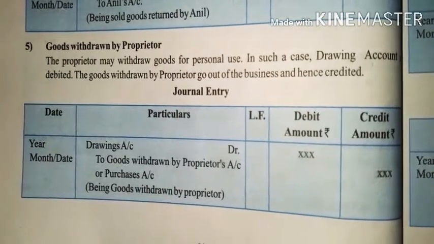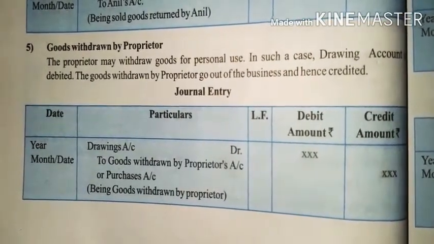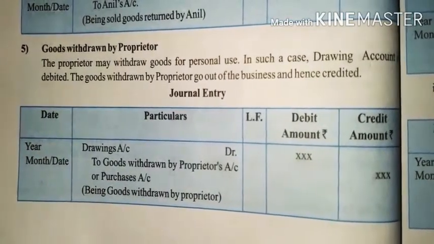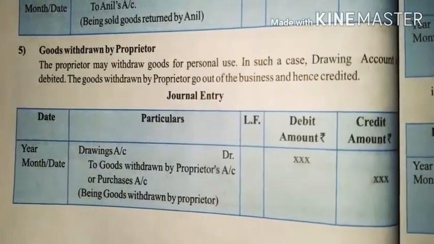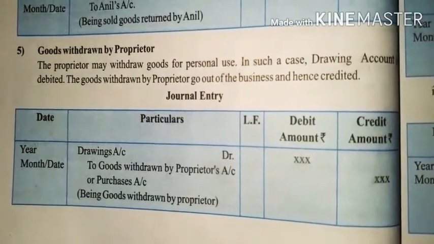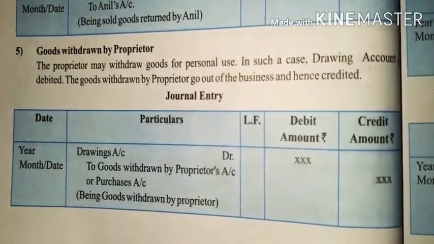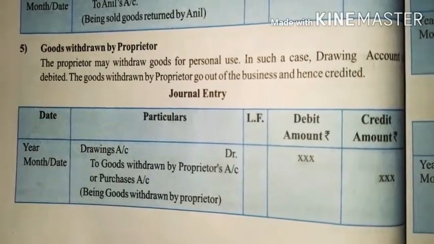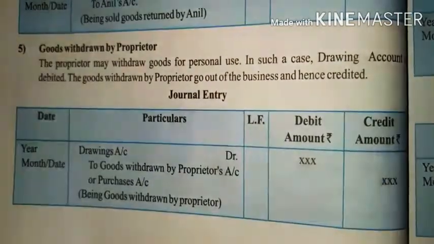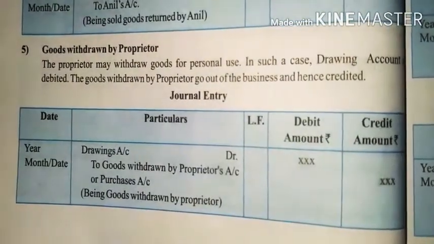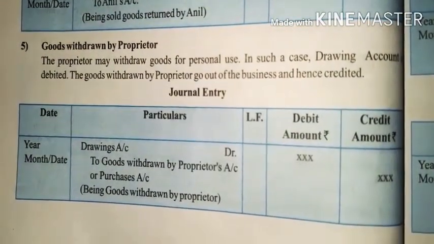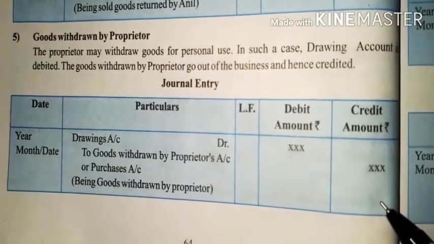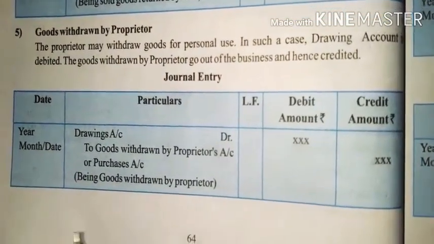That is why the rule for real account is debit what comes in and credit what goes out. Now here the purchaser's account is given credit effect. Why credit effect? Because goods are going out of the business since the proprietor has withdrawn goods for personal use. That is why the purchaser's account is given a credit effect, or simply you can write "to goods withdrawn by proprietor's account" if it is complicated for you to understand. And the amount you have to write down in the credit column.